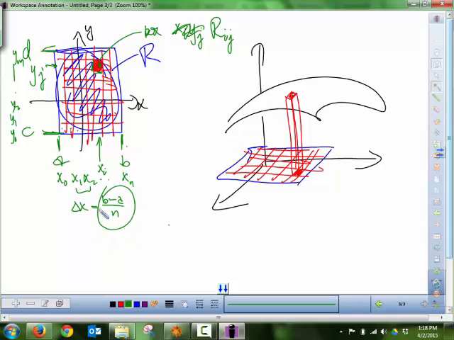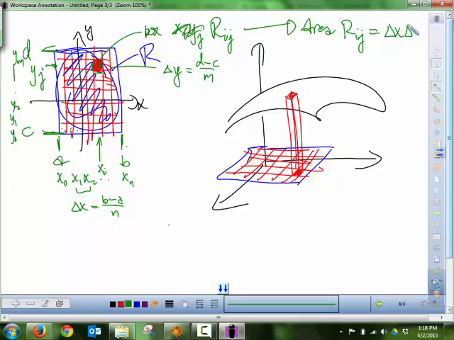Actually, this is not going to be important for us, but we can just say that that's what we chose to be your delta x. And then your delta y would be the distance along the y, which could be d minus c over m. But the point is that the area of your r sub ij is actually now just equal to delta x times delta y. So now we have 2 deltas, delta x and delta y.